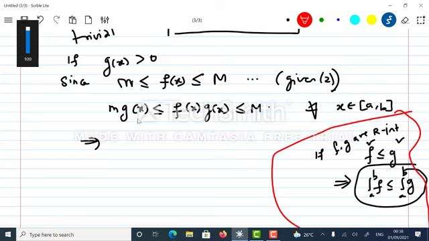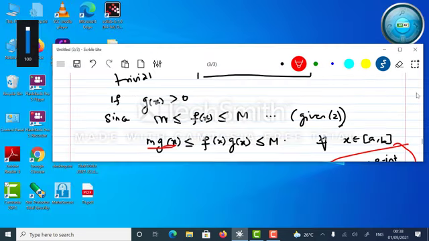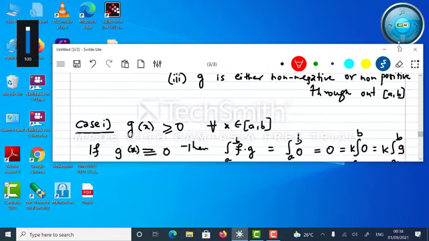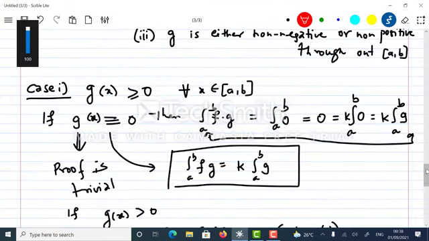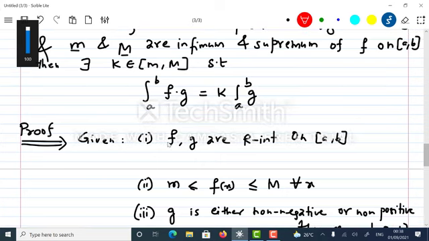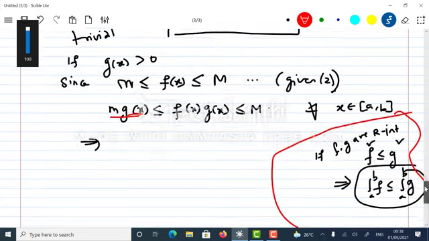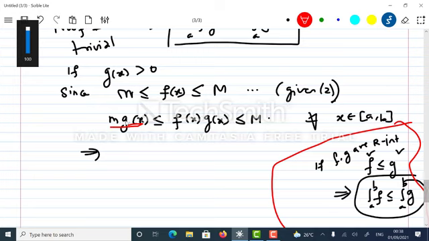So what result I will use now, since g is R integrable, and I think we must have written g is R integrable in the given fact itself. Let me check. Yeah, I think f and g both are R integrable. It is clearly mentioned f and g are R integrable. So g is R integrable. Constant times R integrable function is again R integrable. So m times g of x is R integrable. f is R integrable, g is R integrable, so product is R integrable.